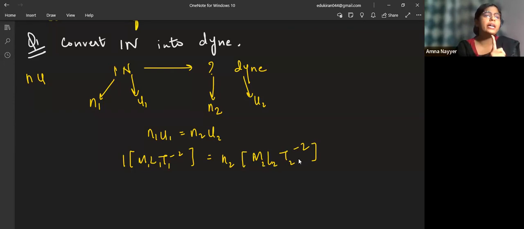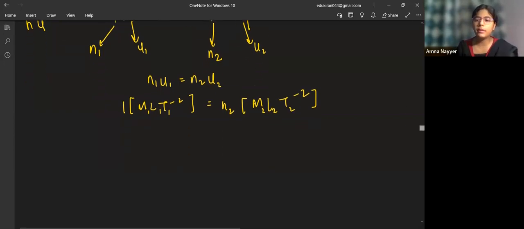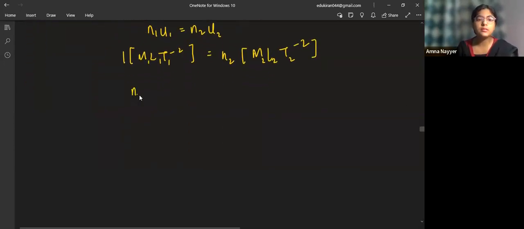Fine? Now our task is just to find this N2. Fine, M1, L1, T1 to the power minus 2, N2, M2, L2 to the power minus 2. This is the equation that we have achieved. So what will be N2 equal to? N2 will be equal to this whole term gets divided here. This is how you solve an equation. The entire term that is kept on the right hand side, we'll shift it and bring it to the left hand side. So what it will be?